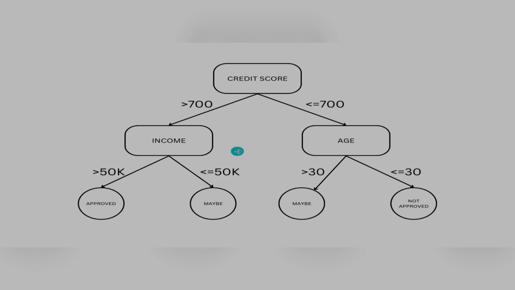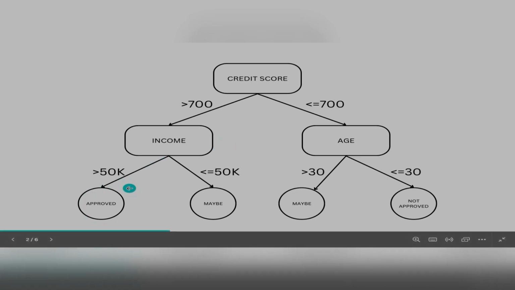Here, once we come back, we can look that if the credit score is greater than 700, we are further making a split based on another feature, that is income. So if it is greater than $50K, then it is approved, and if it is lesser than or equal to $50K, then our target variable is maybe. Let us look at this split even further.